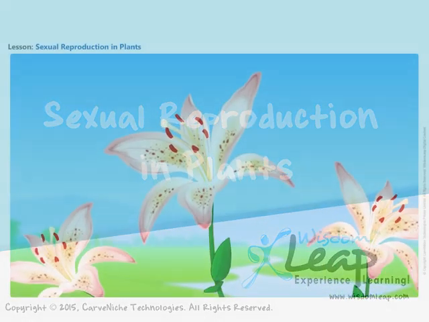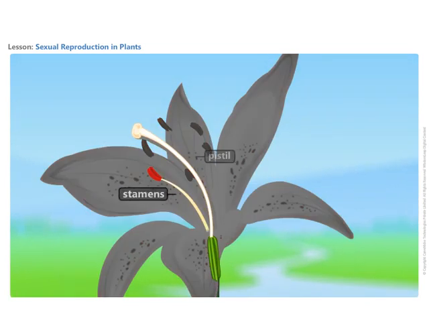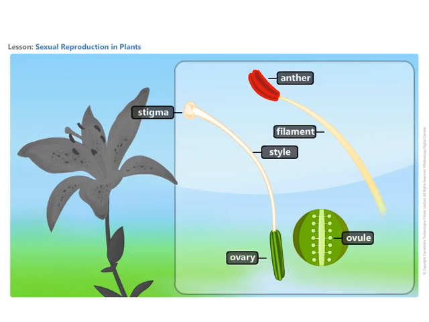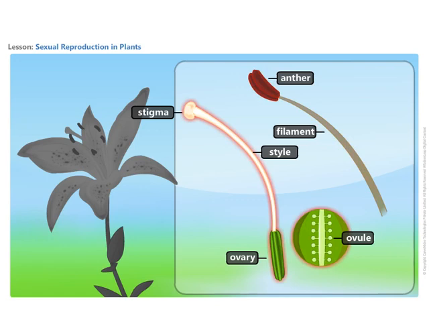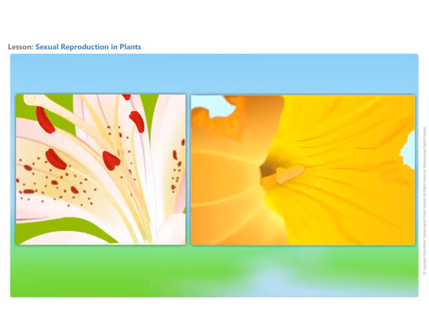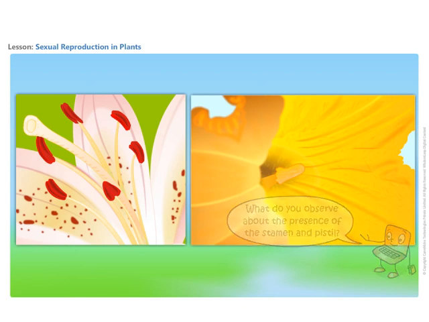Let us take a closer look at a flower. Recall the reproductive parts of a plant. The stamens are the male reproductive part and the pistil is the female reproductive part. Here you see two different types of flowers. What do you observe about the presence of the stamen and pistil?